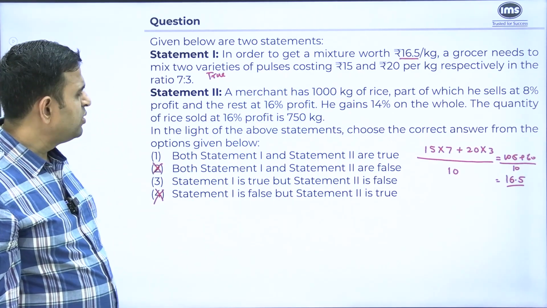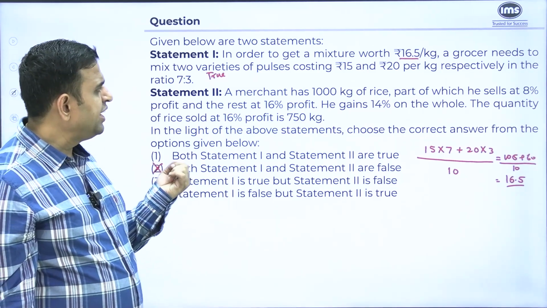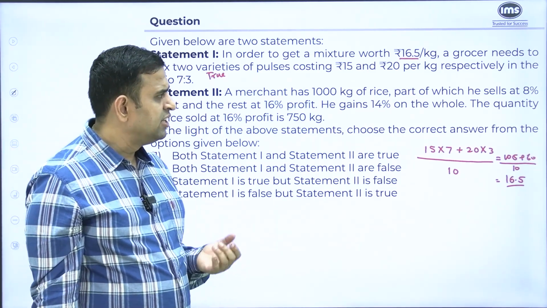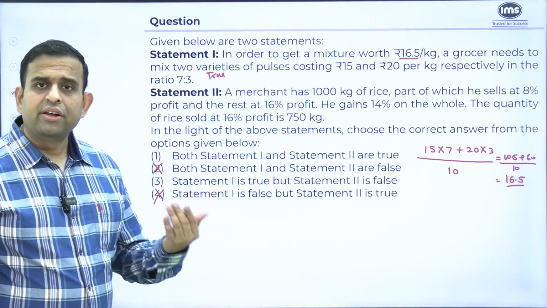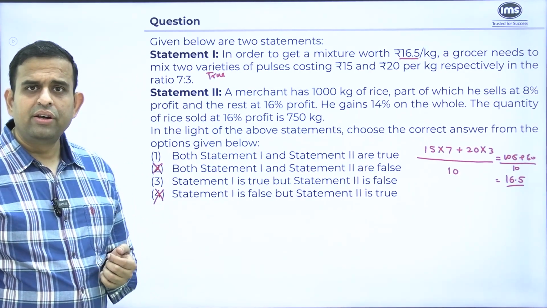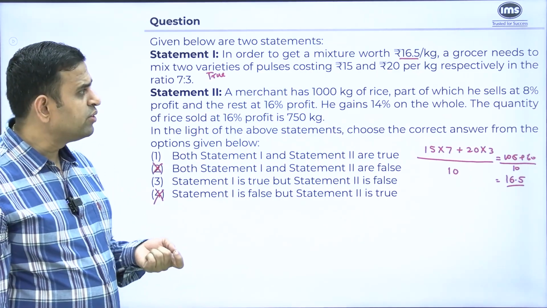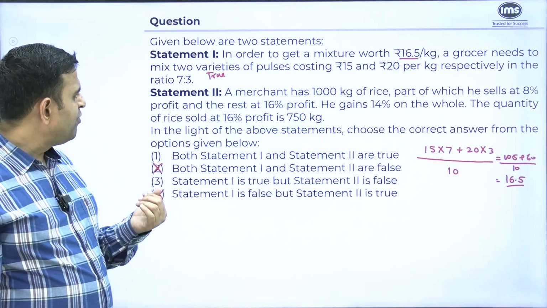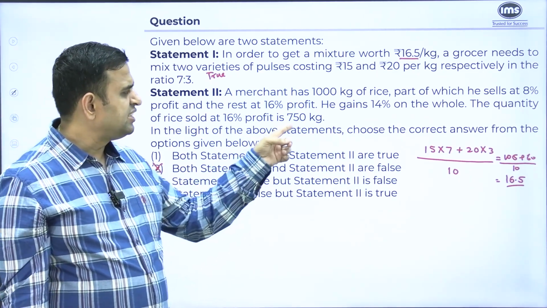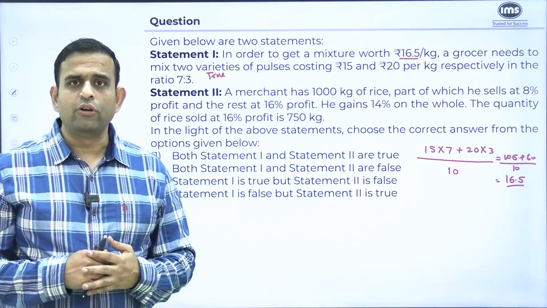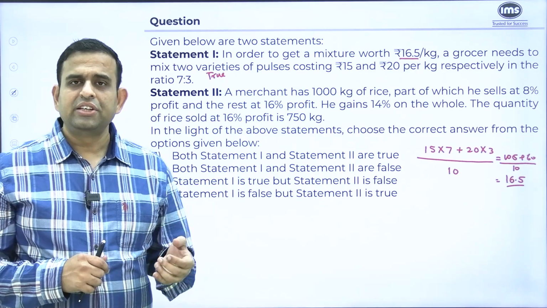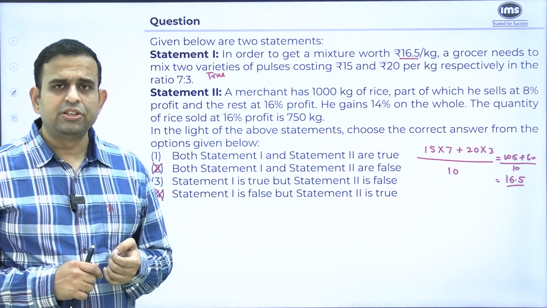The second one talks about a merchant who has 1000 kg of rice, a part of which he sells at 8% profit and the remaining at 16% profit. He gains 14% on the whole. The quantity of rice sold at 16% is 750 kg. I want to check if this statement is true or false. This again, one can say, is a simple application of alligation.